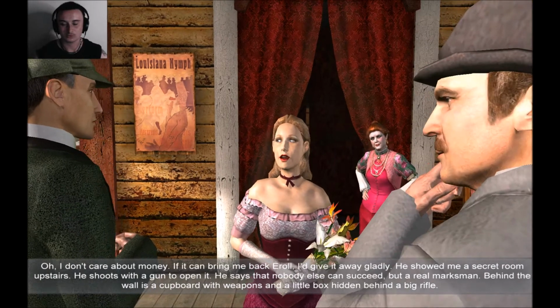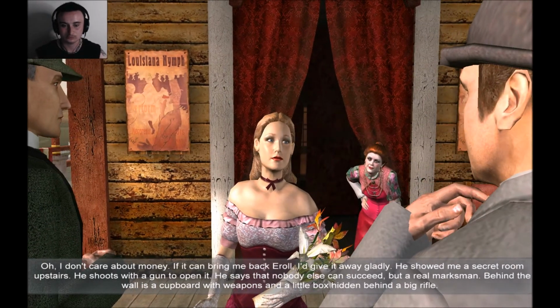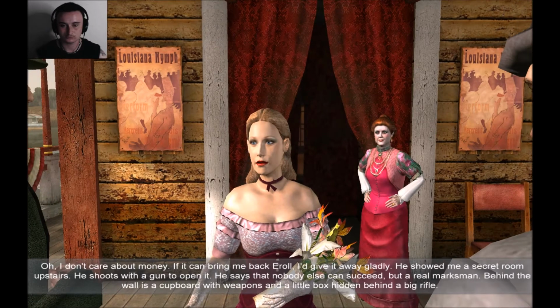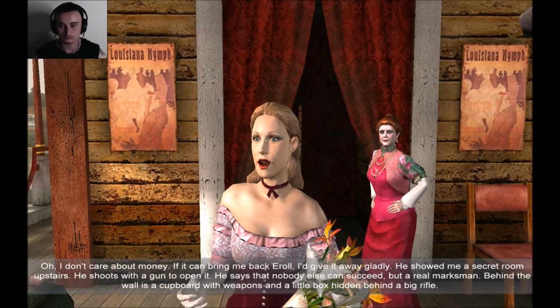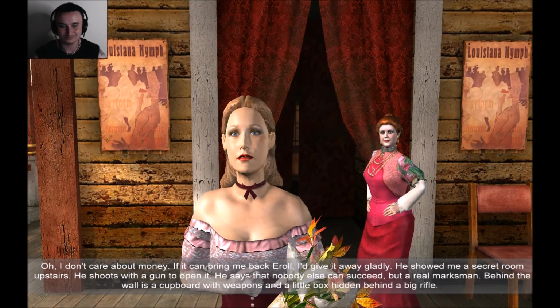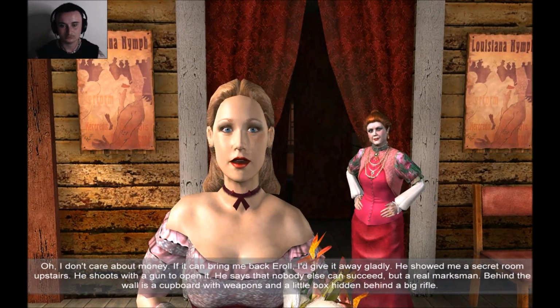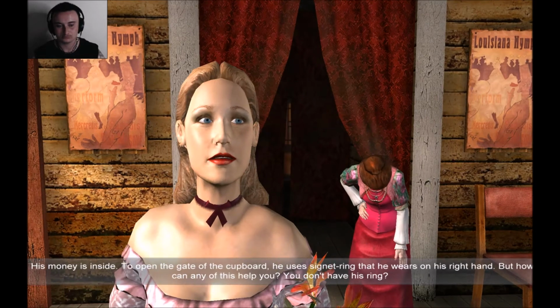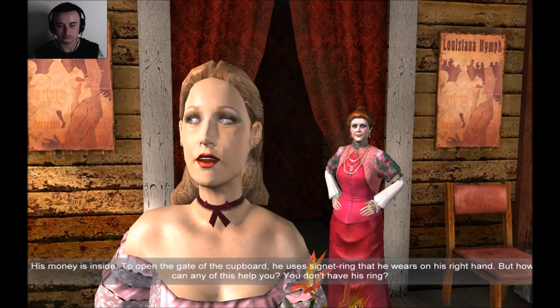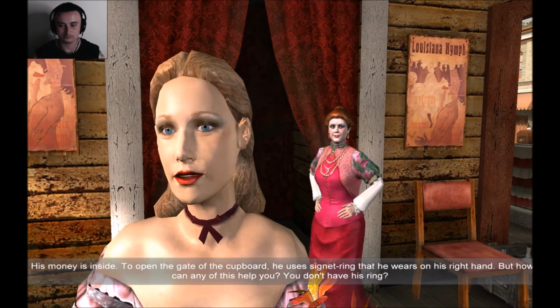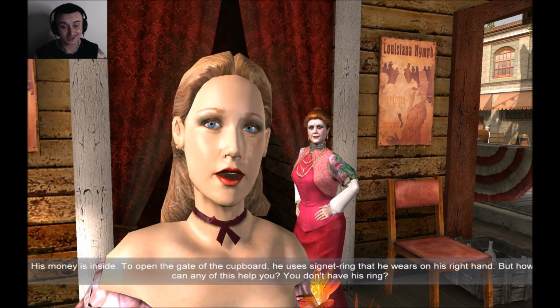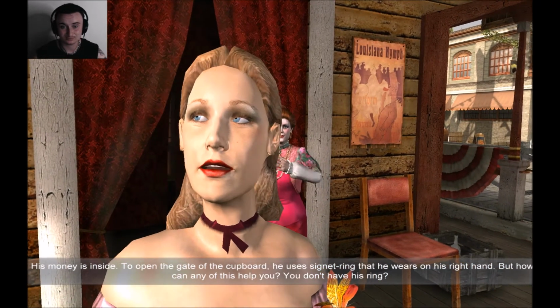He showed me a secret room upstairs. He shoots with a gun to open it. He says that nobody else can succeed but a real marksman. Behind the wall is a cupboard with weapons and a little box hidden behind a big rifle. His money is inside. To open the gate of the cupboard, he uses a signet ring that he wears on his right hand. But how can any of this help you? You don't have his ring.